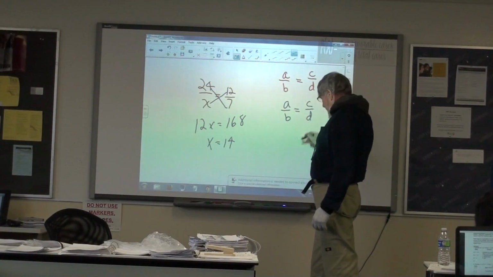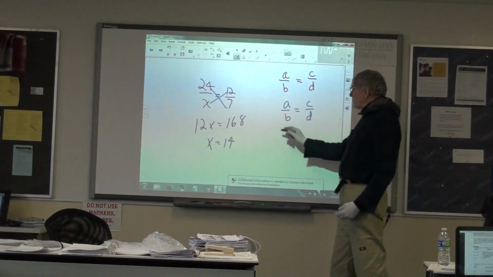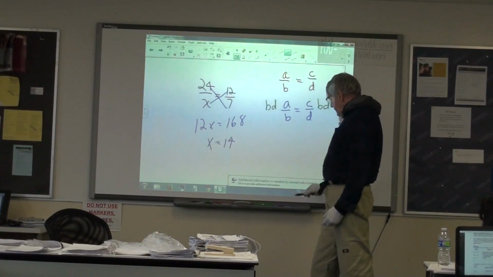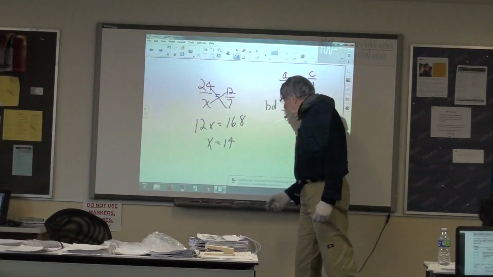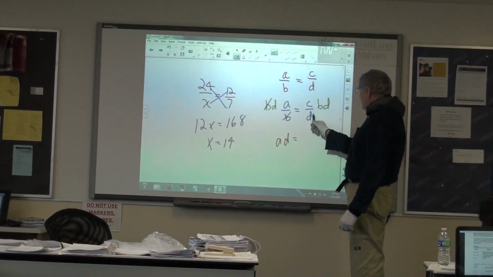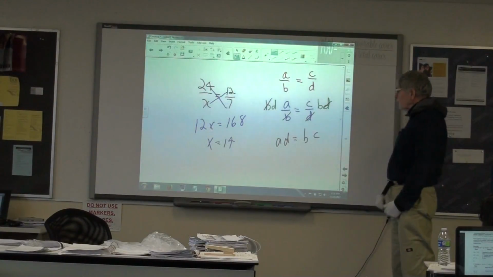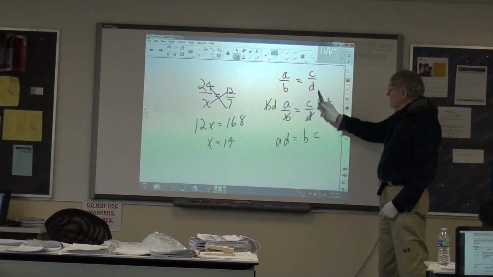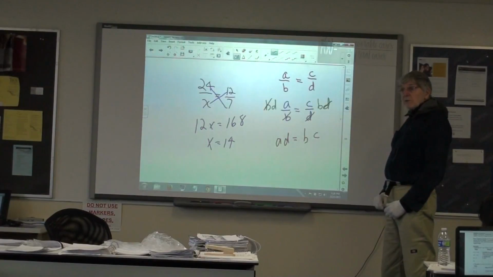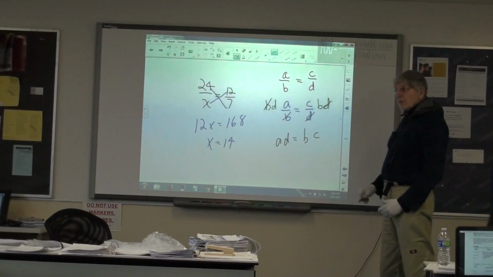Now, I'm permitted to do anything I want as long as I do the same thing to each side. What I choose to do to each side is to multiply by b times d. And what you observe is on the left side, the b's cancel, and we get a times d. And on the right side, the d's cancel, and we get bc. So it's always generically true that whenever you have a over b equals c over d, it's equivalent to a times d equals b times c. So this is your first mathematical proof. There are harder ones, but this is how a mathematical proof is done.